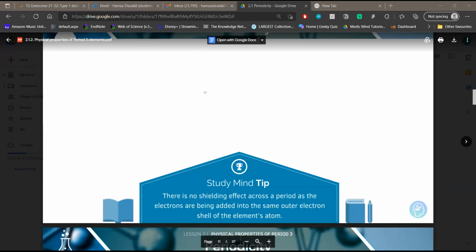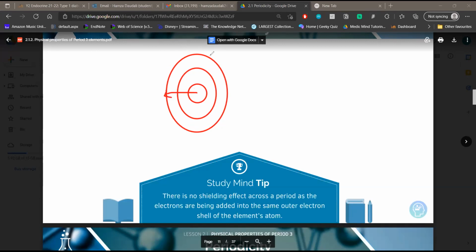So the way you think about it is, let's put that as the nucleus, let's put that as electron shell 1, and let's put that as electron shell 2. So the atomic radius of this atom is basically that. Whereas let's have a nucleus, an atomic radius, and electron shell 1. As you can see, smaller atomic radius. Does that make sense?